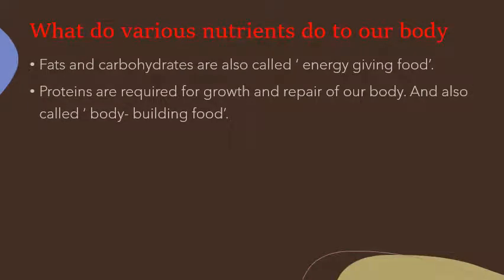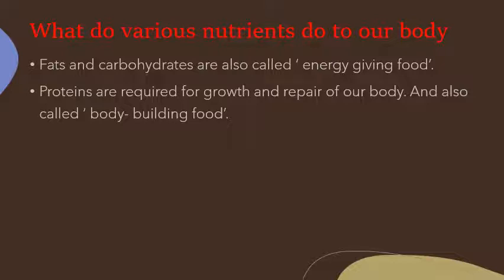What do various nutrients do to our body? Now, carbohydrates mainly provide energy to our body, as you all know. Fats also give us energy. In fact, fat gives us more energy as compared to the same amount of carbohydrates. Food containing fat and carbohydrates are called energy giving food.